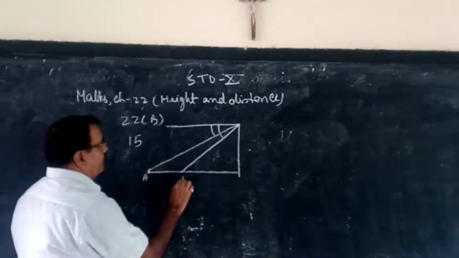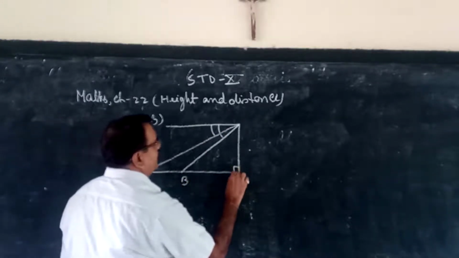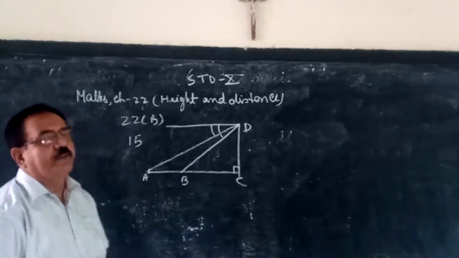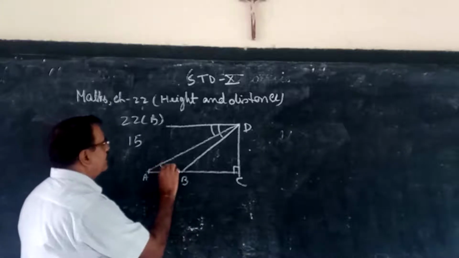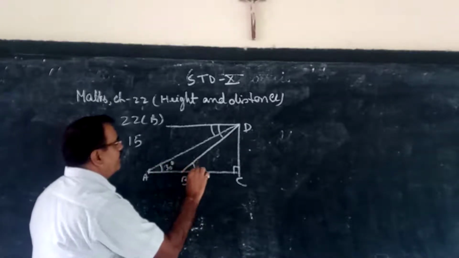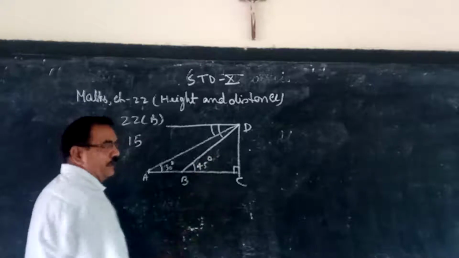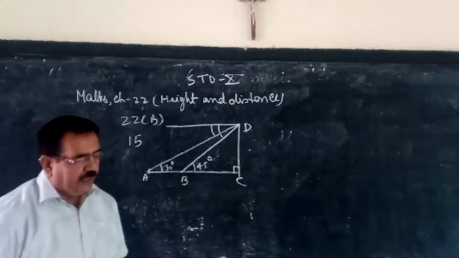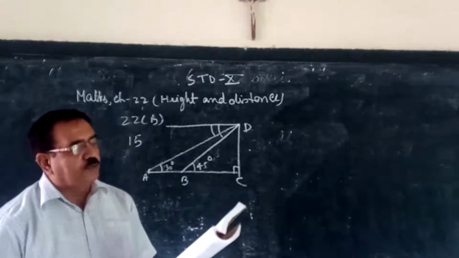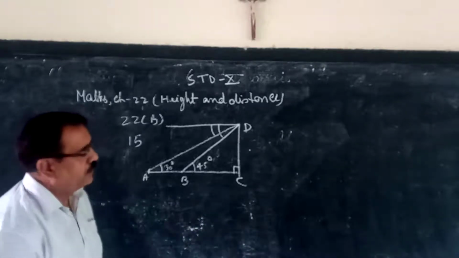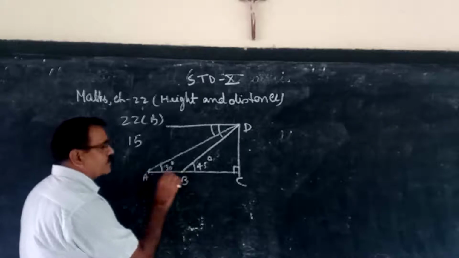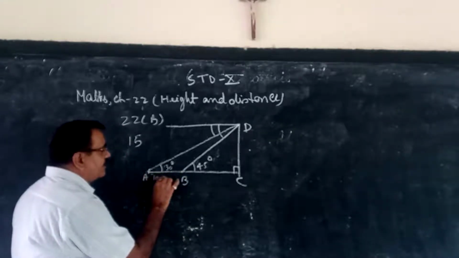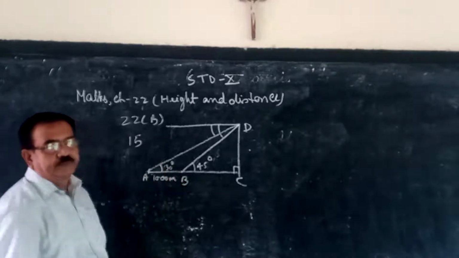These two points are A and B, this is C, this is D. The angles given are 30 degree and 45 degree. So this will be 30 degree and this will be 45 degree. The positions of the stones are A and B, and the distance given is two consecutive kilometer stones, which means the distance between these two stones is 1 kilometer. 1 kilometer we can write as 1000 meters.